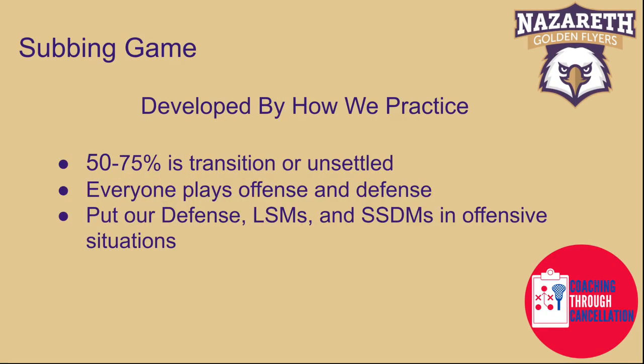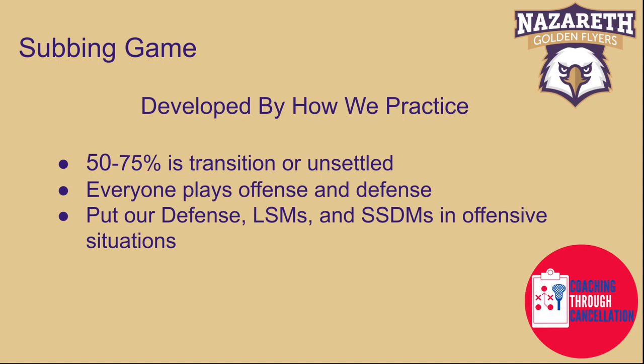The first piece to our substitution game is developed in the way we practice. We spend 50 to 75% of our practice time on transition and unsettled situations. Everything that we do in unsettled situations really emphasizes moving the ball out of your stick within 2 to 4 seconds. We work on this through our fundamental stick drills, in short field games, half field drills, full field scrimmages, ground ball drills, breakouts, riding drills, and many other areas. For the majority of these drills, everyone, no matter their position, is playing both offense and defense.